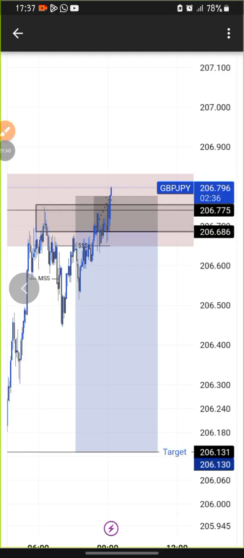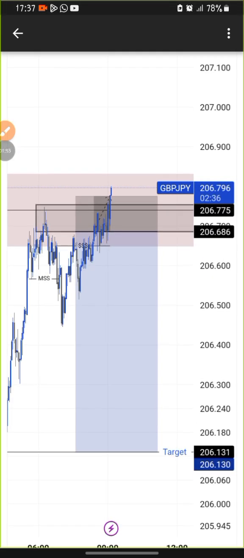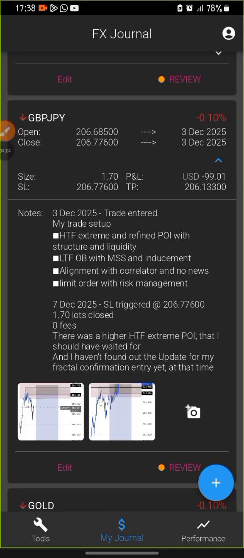So yeah, not seeing much on it. It tapped, gave a rejection, but still went to hit stop loss. Let me see. Okay, the problem was there was a higher time frame PY which I would have waited for. Yes, but nevertheless I took the risk and it actually hit a sell. There's no problem with that.